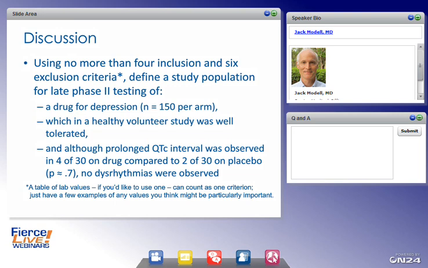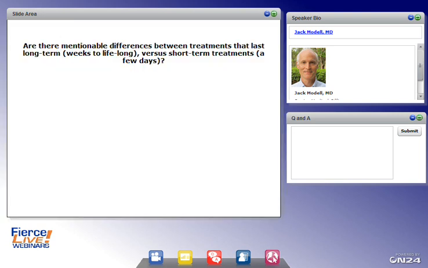Let's see. Not quite sure how to interpret that one. There's a question about, I guess I'll ask the question, maybe I'll think of the answer while I'm asking: are there mentionable differences, maybe as opposed to unmentionable ones, between treatments that are long-term, weeks to lifelong, versus short-term treatments, a few days? Not quite sure what that means.